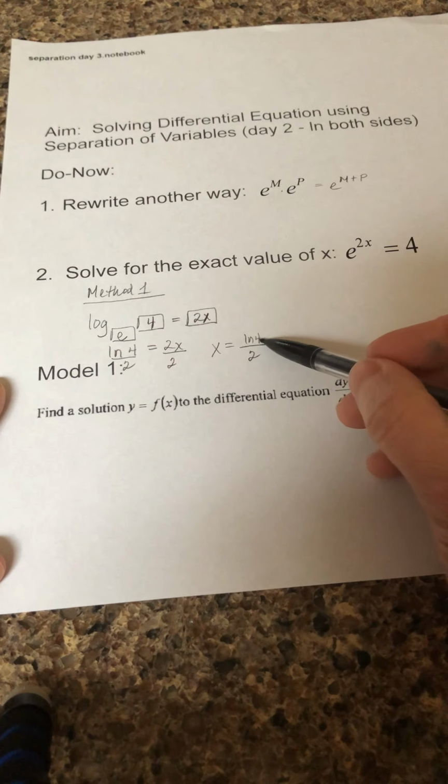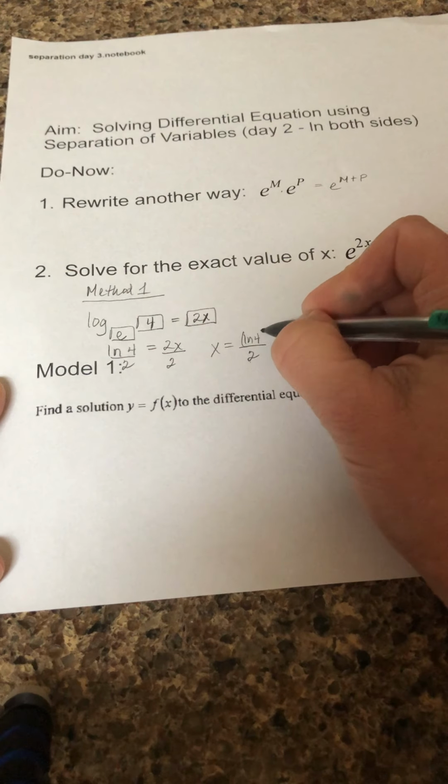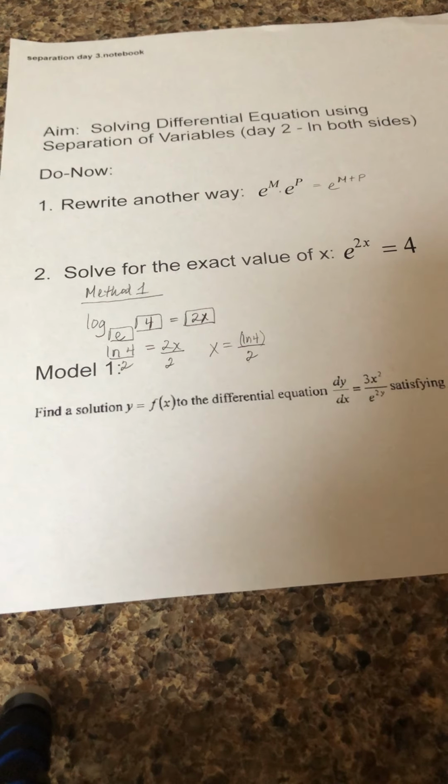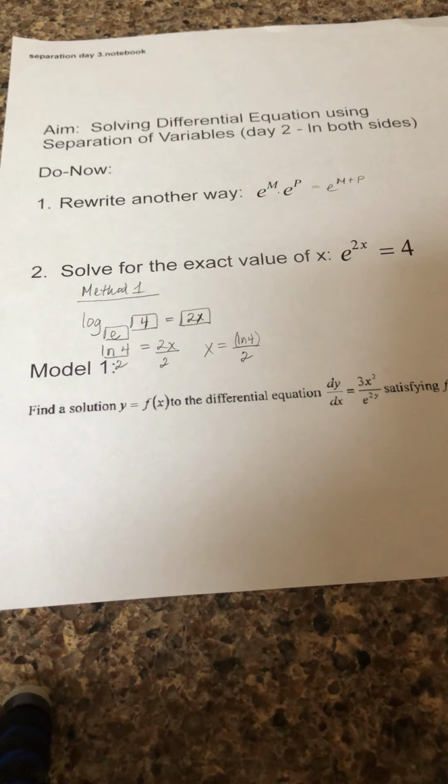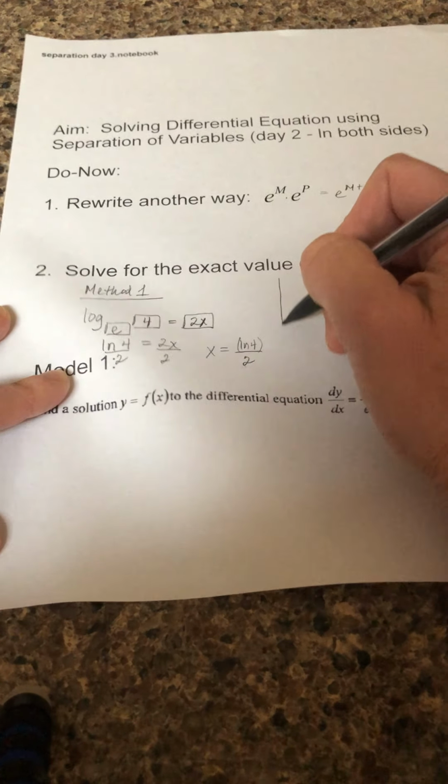Notice I'm not saying that it's ln of 2. I can't divide this 4 with this 2. ln of 4 is its own quantity, right? So this is your exact value. And this is actually how I do it in my Algebra 2 class this year.